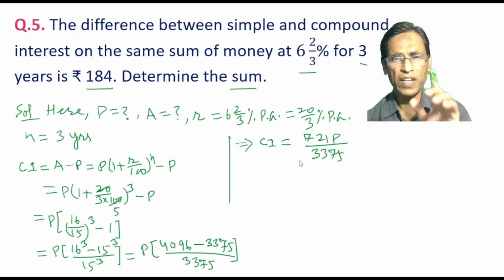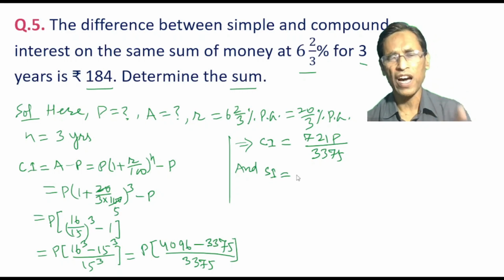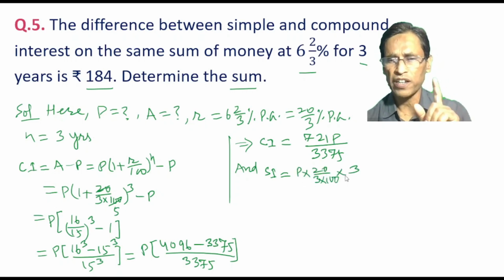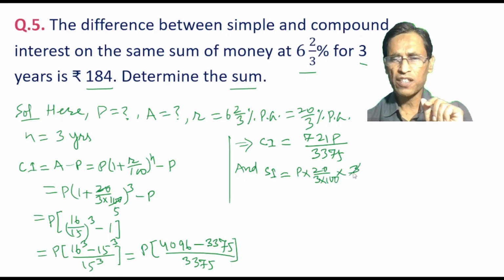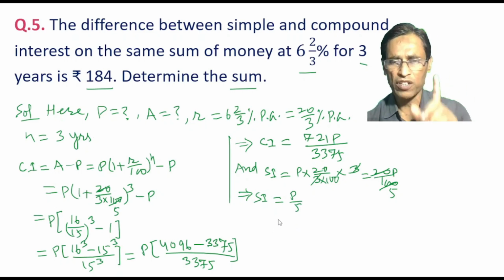Now we will find the simple interest. For the simple interest we will use the formula P into R into N by 100, that is P into 20 by 3 into 100 into 3. In simplification these 3 and 3 are cancelled and so we have 20P by 100. Now 25 are 100 and so we have SI equal to P by 5. Now we shall find the difference between compound interest and simple interest.